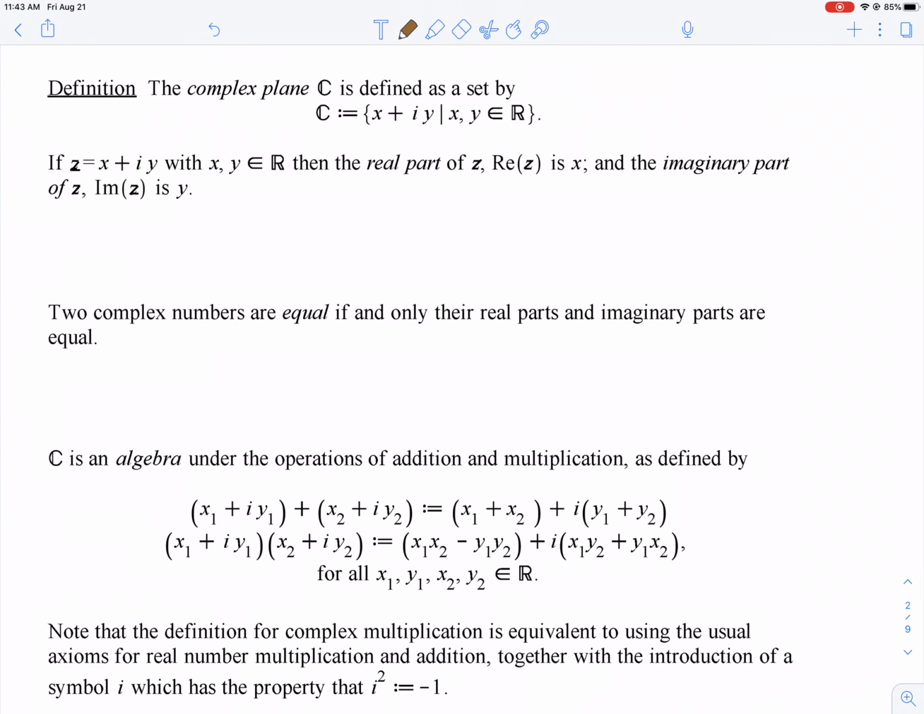As a set, the complex numbers are just defined as the collection of all possible x plus iy, where x and y are real numbers. So, for example, if x was 3 and y was 4, you would have 3 plus i times 4. And we don't care where we put the i in such an expression, so we'll usually write it as 3 plus 4i, not 3 plus i4.